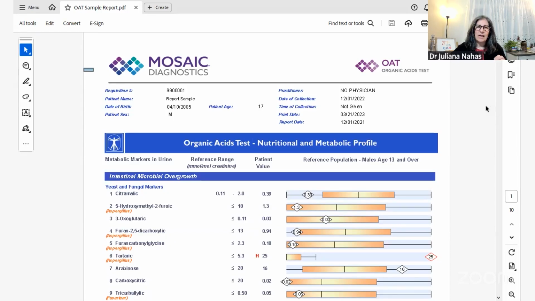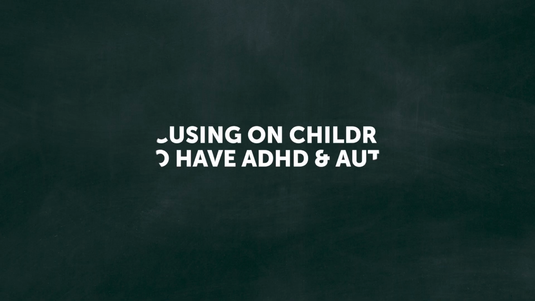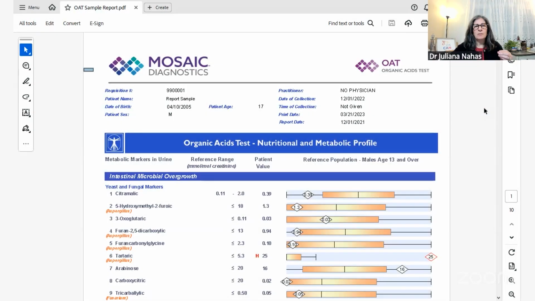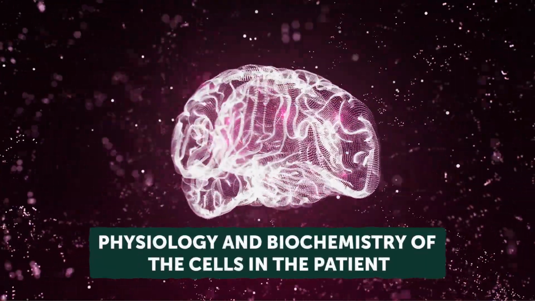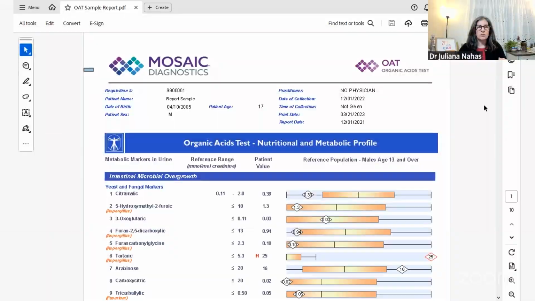So I'm going to look at it from a certain perspective today, basically focusing on children who have ADHD and autism, but also understanding that each of these markers on this test is telling a story, and we're building a case. We're building an understanding of the physiology and biochemistry of the cells in the patient. So it's not diagnostic in the sense of, if you have this marker, you have this diagnosis. It's more like, if you have this marker, you probably have something going on in this area and you need to explore more. So it's kind of a screening test, and I use it very, very often.